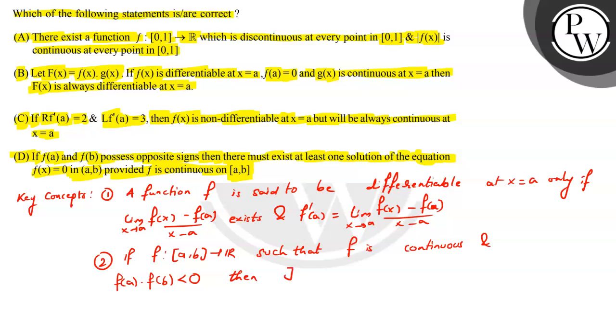Then there exists c in the interior of the interval (a, b) such that f of c will be equal to 0. We will talk about this theorem in brief while solving the problem. Now let's start with the solution.